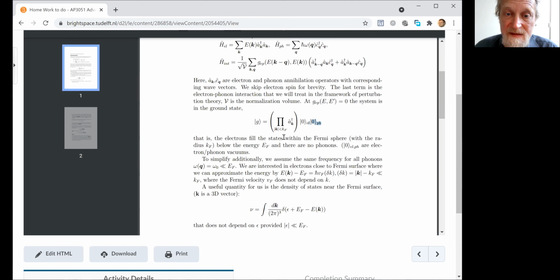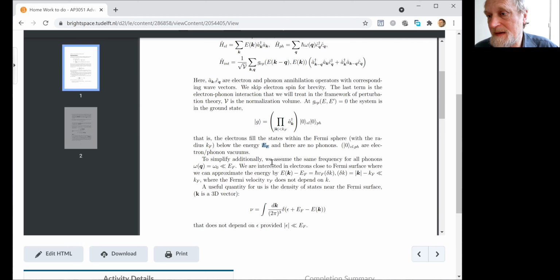As to electrons, we have this expression. What does it mean? It means that we have created electrons in all states within a hemisphere with radius kF, which is equivalent to all states below a certain energy, the Fermi energy. All right, this is the ground state.